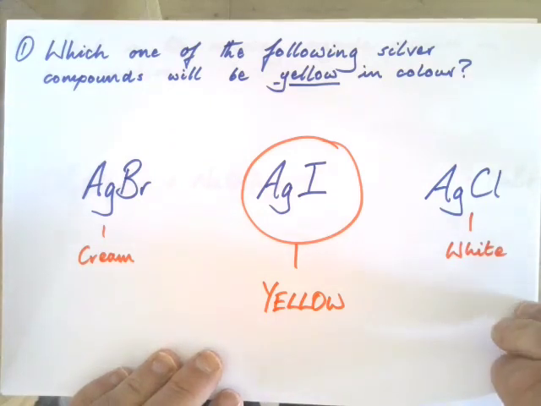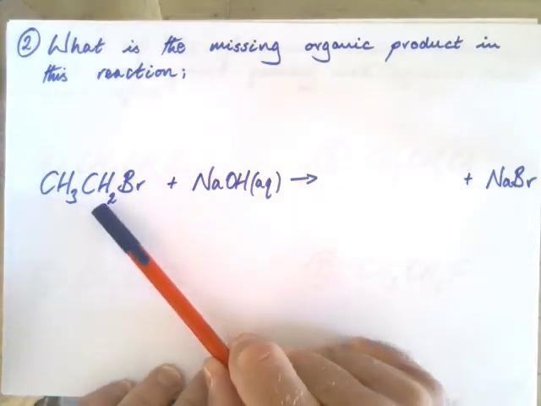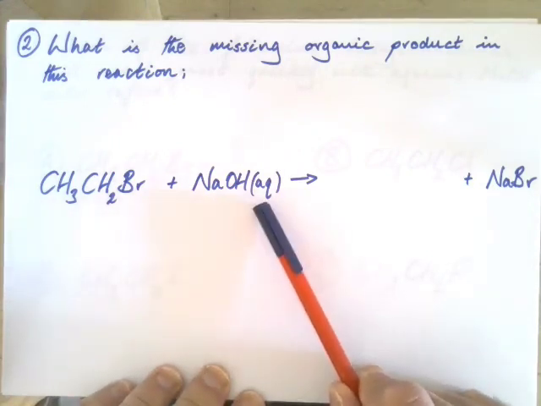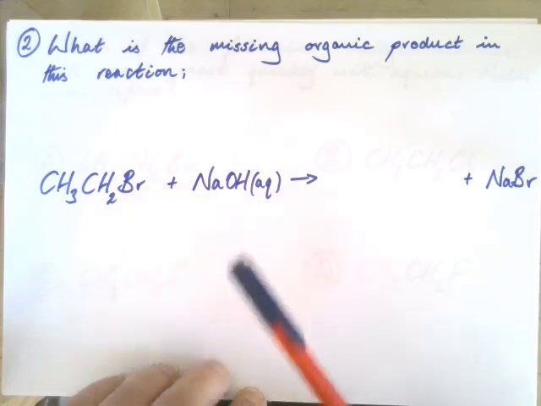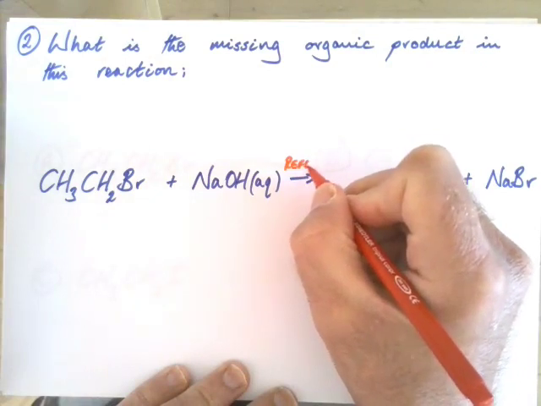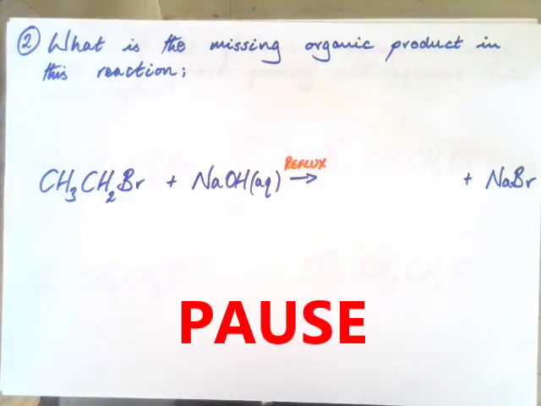Question number 2 on our halogenoalkanes quiz. What is the missing organic product in this reaction? We've got bromoethane here reacting with sodium hydroxide dissolved in water. Probably should have added here that it's under reflux as well. You're going to form sodium bromide. And what other product will you form here? So pause the video now and check on your poster, see if you can get the right answer.